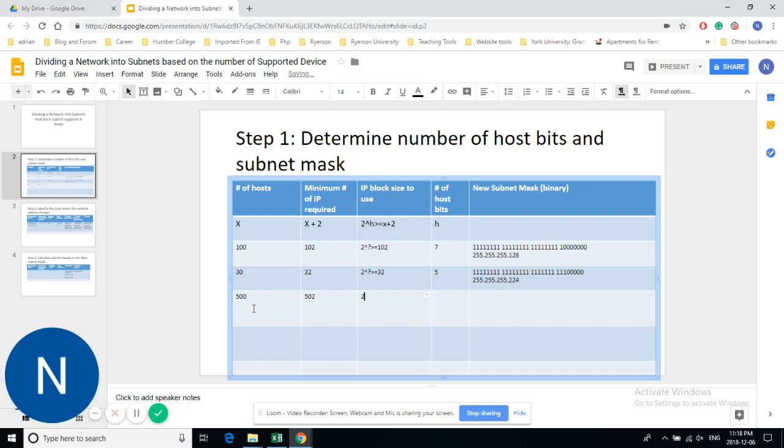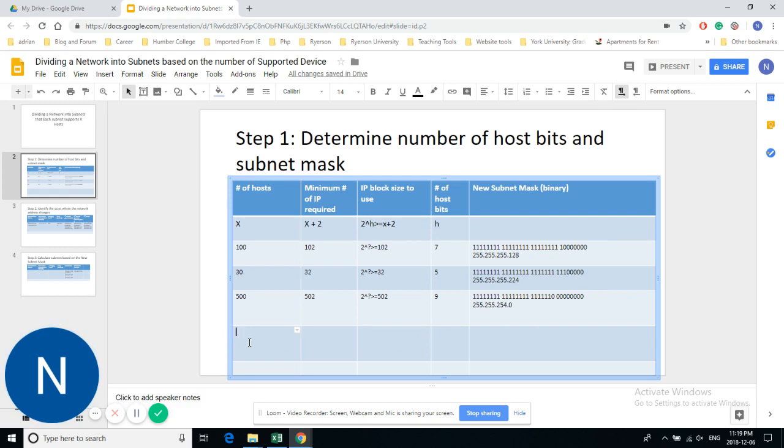2 to the power of what is just greater than or equal to 502? You will see that 2 to the power 9 is 512. So I have 9 host bits. That means I need to have 0s in the subnet mask, converting this to 0 and one more 0. Now if I put this into dotted decimal, it is 255.255.254.0. This is the subnet mask you need to use.